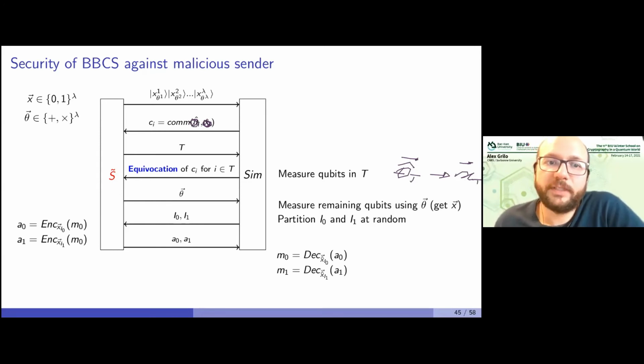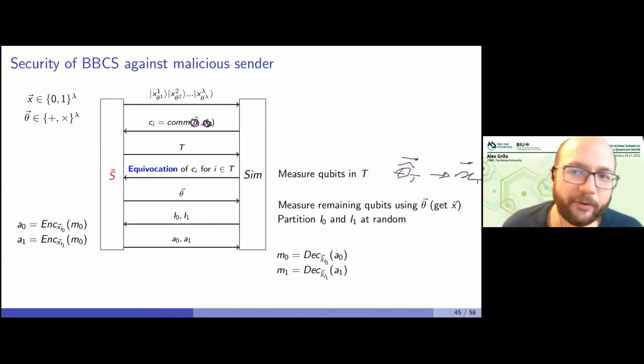Okay, so this shows security against a malicious sender. And notice that whenever we did each of these modifications to the protocol, the sender could not have noticed it. Otherwise, we would break the equivocation of the commitment scheme.